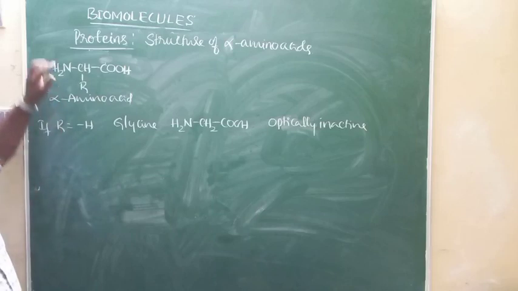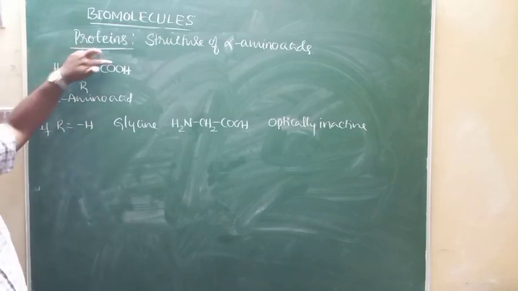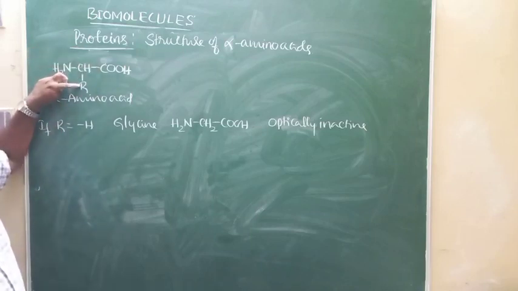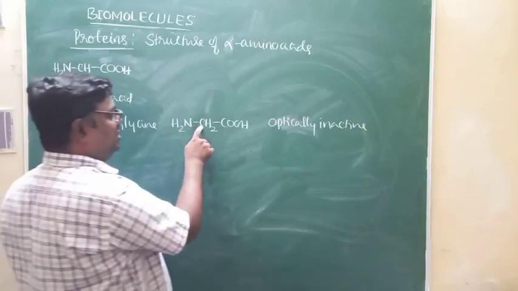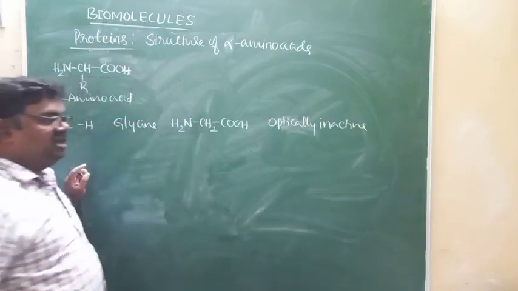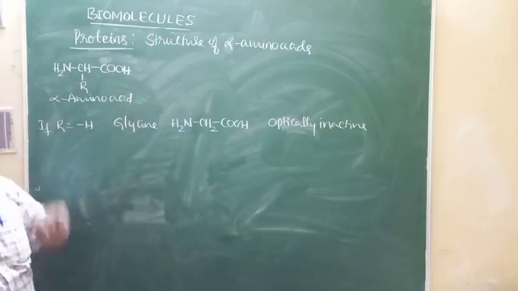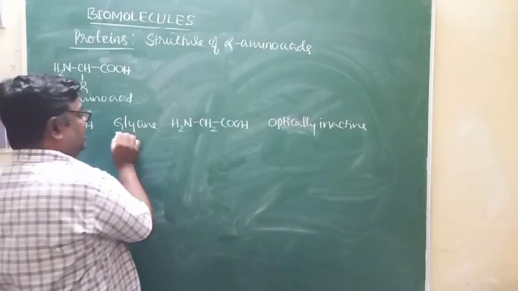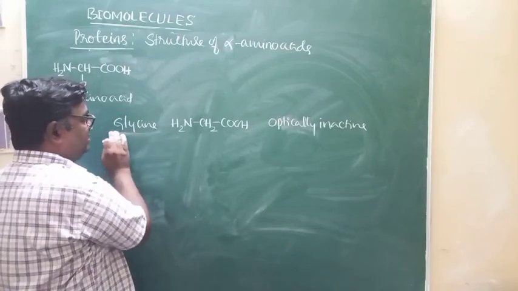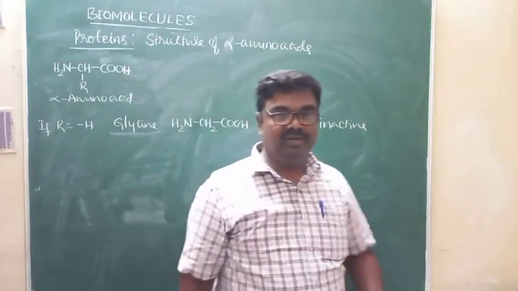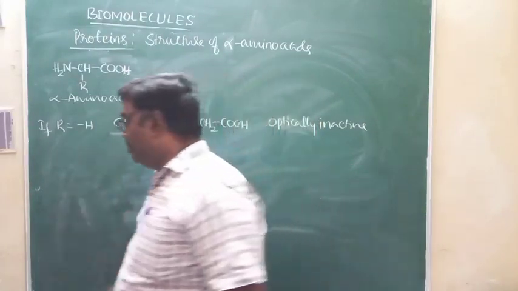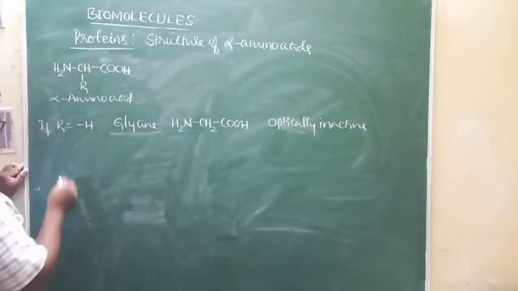You know, an asymmetric carbon atom is a carbon atom attached to 4 different groups. Here R is also H, so it becomes CH2. Therefore, the asymmetric carbon atom is absent, and therefore it is optically inactive. And of course, it is named glycine because of its sweet taste.